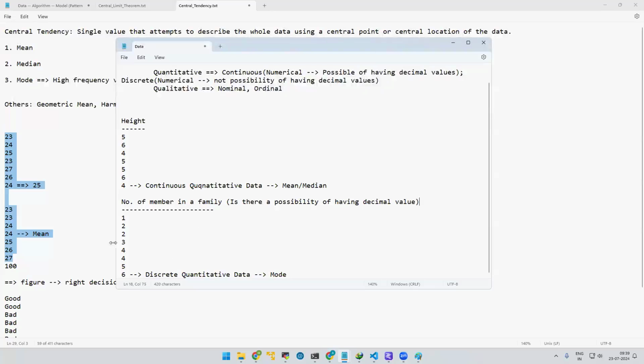And as I told you before, it means the data that we got may or may not have decimal values. In this case, even though there is a possibility, we don't have decimal values, right? So in that case, we need to consider discrete quantity data, not continuous quantity data. If it is discrete quantity data, then we need to apply mode.